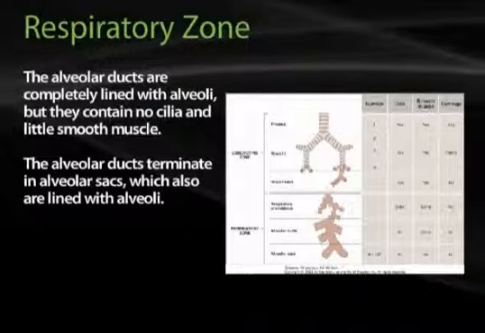The alveolar ducts are completely lined with alveoli. There are no cilia and very, very little smooth muscle. The alveolar ducts then terminate in the alveolar sacs, which are also lined with alveoli. This entire alveolar system serves to create a large surface area to facilitate gas exchange.